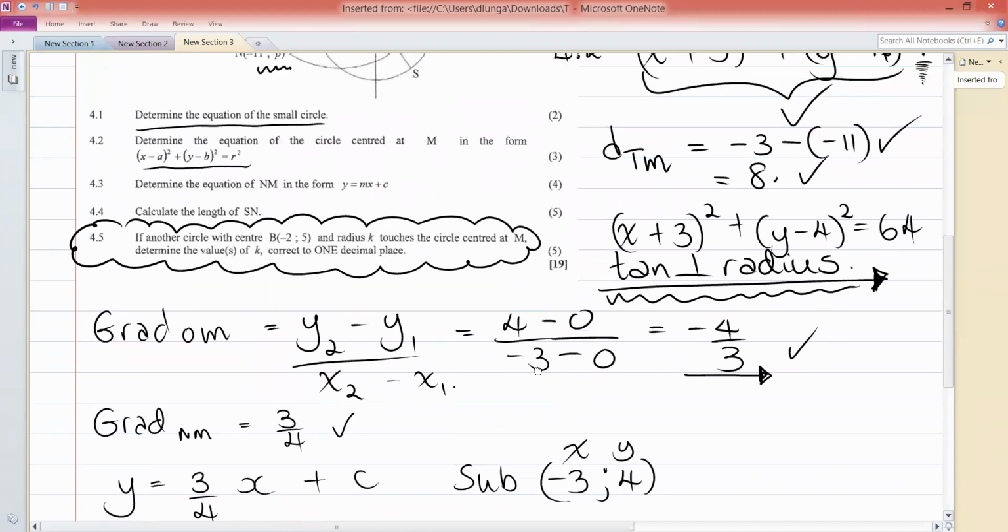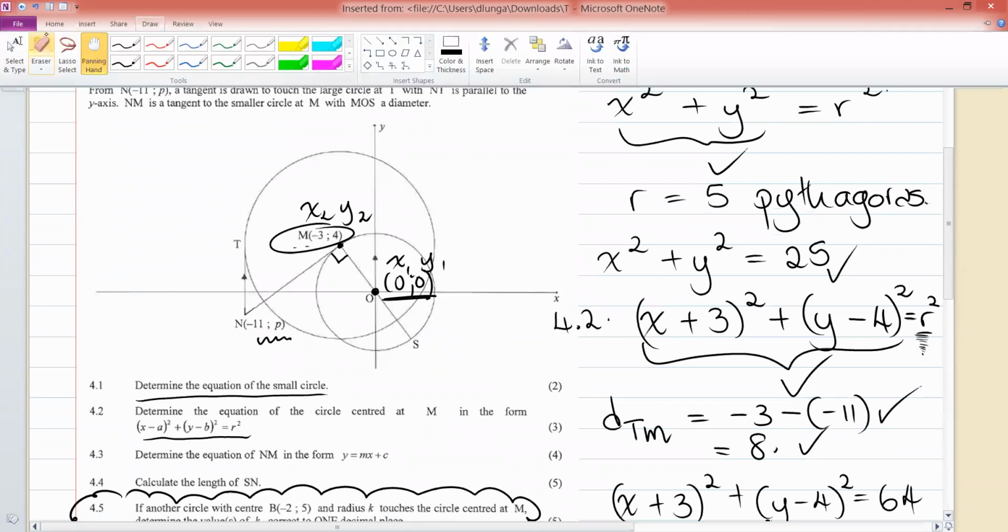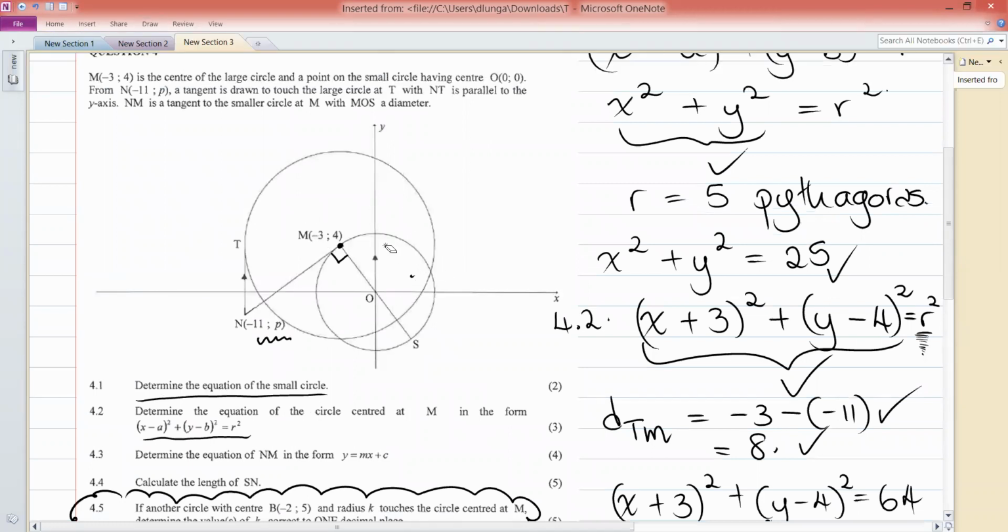Calculate the length of SN. Okay, let's go see where S is. Okay, so looking at this point here, S. Let's examine our diagram, right? This point here, 0, 0, what can that be? That is actually a midpoint, right? So if that's a midpoint, we need to find what these values are, x2 and y2.